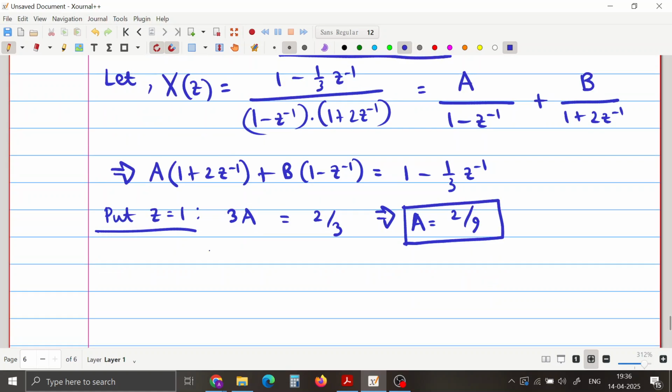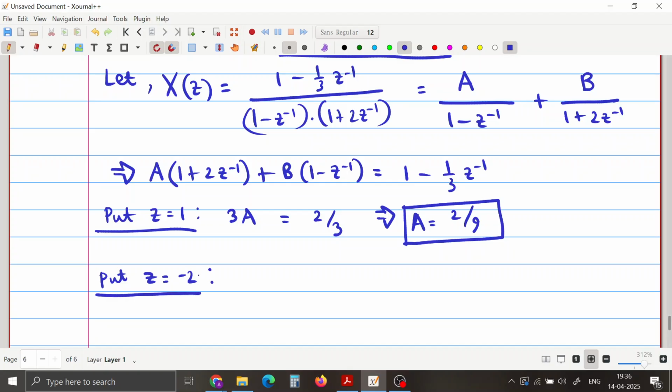Similarly, to find B, I can make a substitution for z such that the A term vanishes. For that I will substitute z equals to -2.